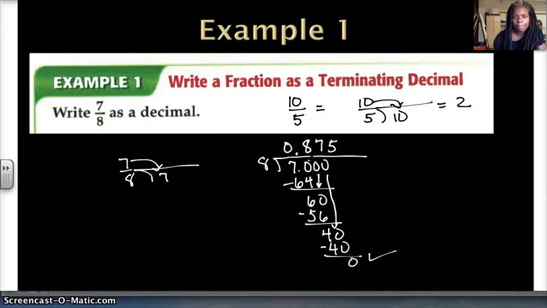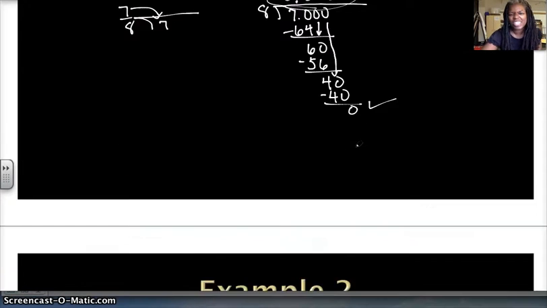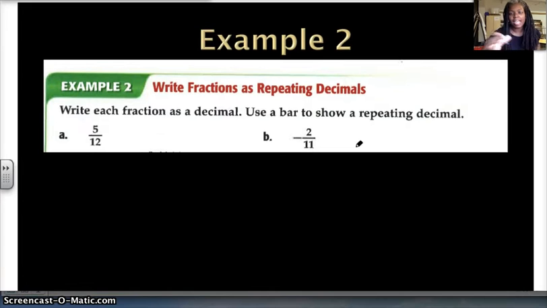So this is an example of a terminating decimal. It stopped. There was nothing else to do. There was no remainder, no more need for putting zeros at the end. Let's look at example 2, which is going to give us an opportunity to look at repeating decimals. So here, we're going to write a fraction as a decimal using bar notation to show the repeating decimal.